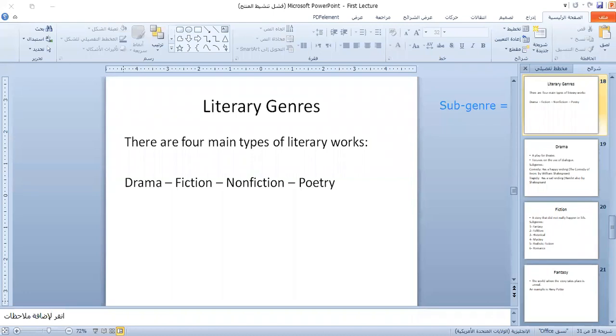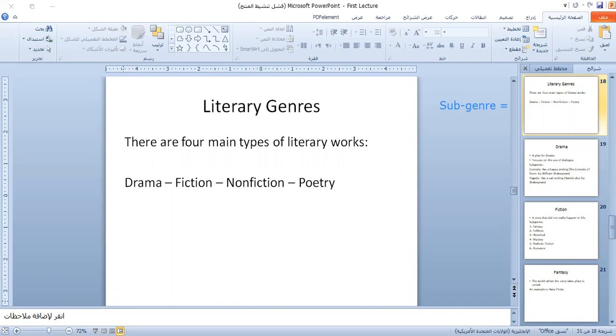Okay, moving forward. We have fiction, a story that did not really happen in life. Subgenres include fantasy, folklore, historical fiction, mystery, realistic fiction, and romance. Now, regarding folklore, some consider folklore a main genre because out of this subgenre, there are other subgenres, which we will discuss in a second. But I support the claim that folklore is just a part of fiction, not a separate type of genre.